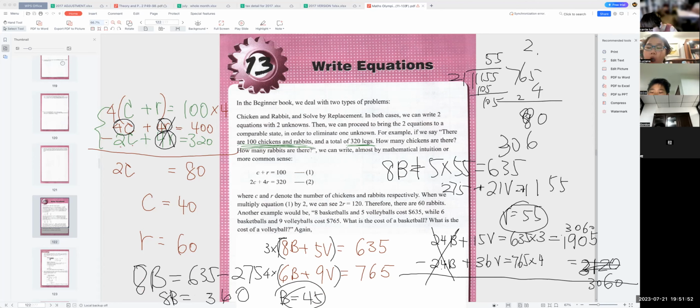Can you please get water? Yeah, of course you can get water. No problem.